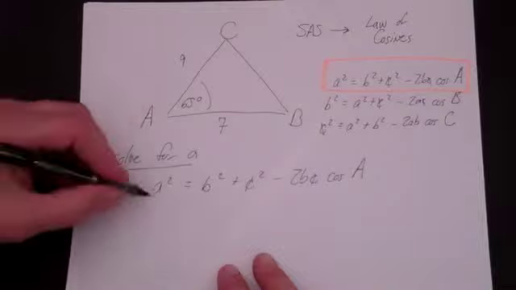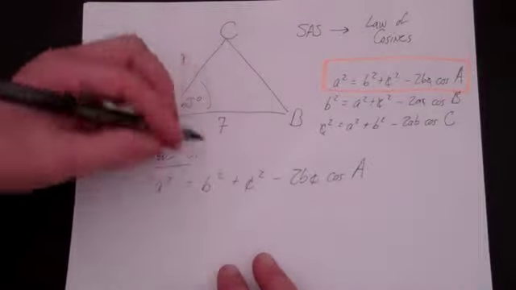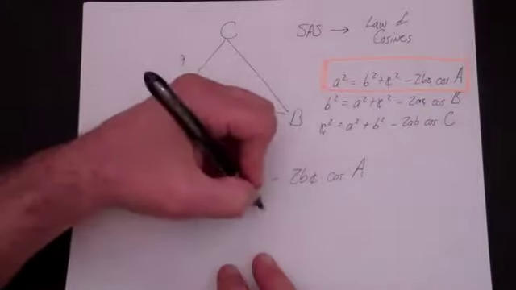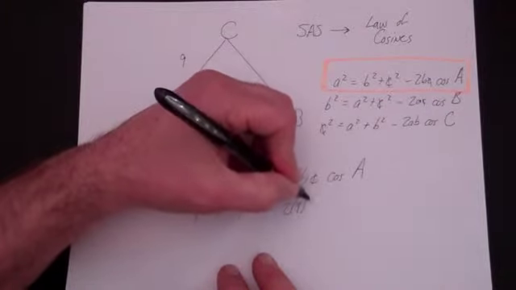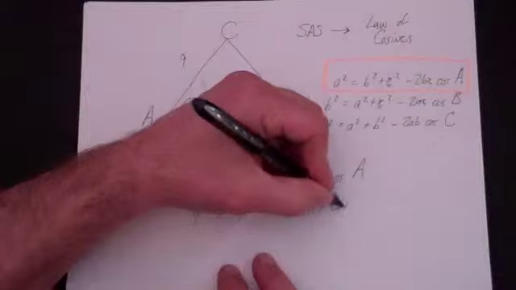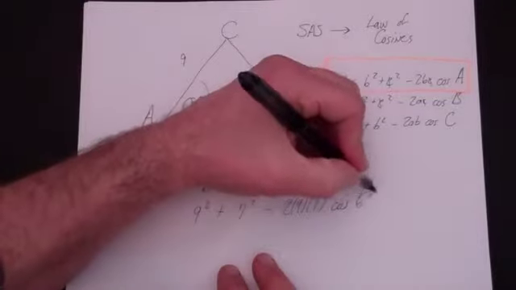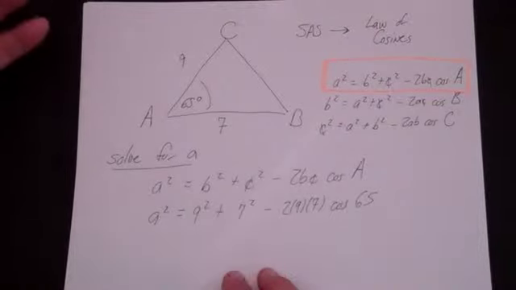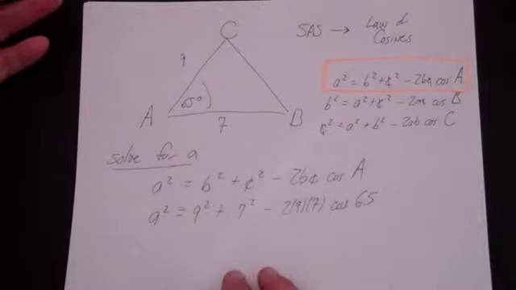Let's see what I have here. I don't have A, but I do have B, so that's 9 squared, and I have C, that's 7 squared. And that's 2 times 9 times 7. And cosine, do I have A? I do, 65 degrees. At that point, it's just plugging numbers in, right?